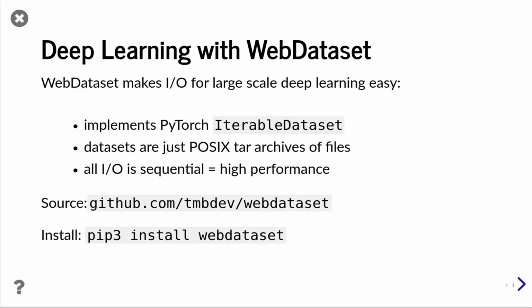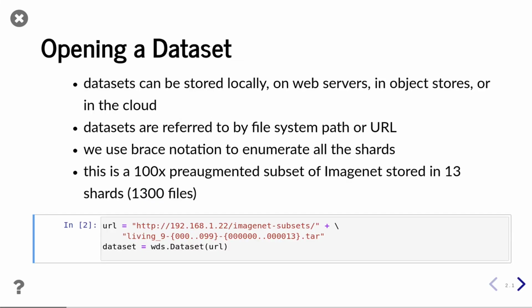All I/O in the WebDataset library is sequential, and that yields high performance when reading from rotational disk drives and network connections. The WebDataset library itself can be obtained in source form from GitHub, or it can be directly installed using pip3 install WebDataset. Web datasets can be stored on your local disk, or in web servers, or in object stores, or in the cloud. You refer to a web dataset just by a standard file system path or URL.